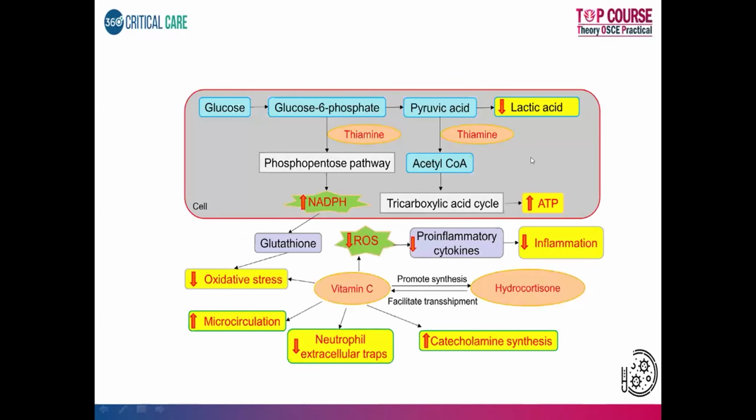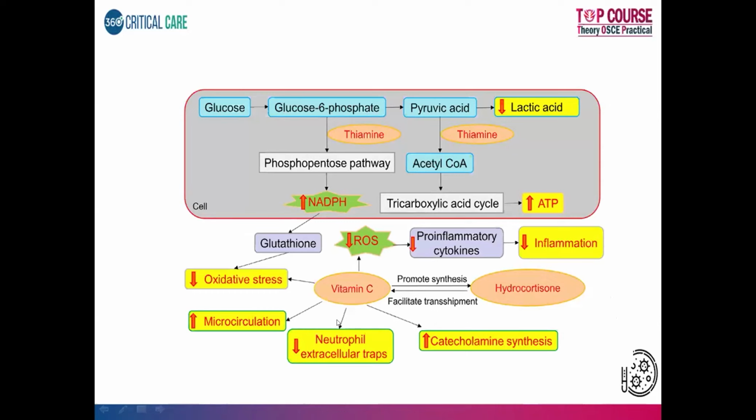So this is the synergistic action of the HAT therapy. If you see, thiamine is basically a coenzyme for many cycles or many metabolic pathways. An important one being glycolysis and the Krebs cycle. So thiamine is required for these.